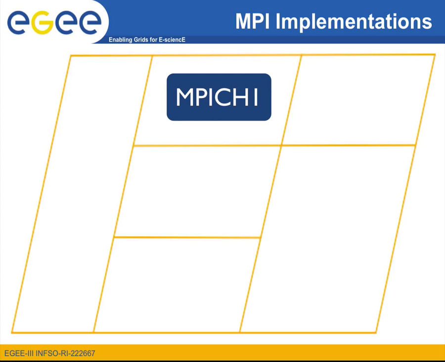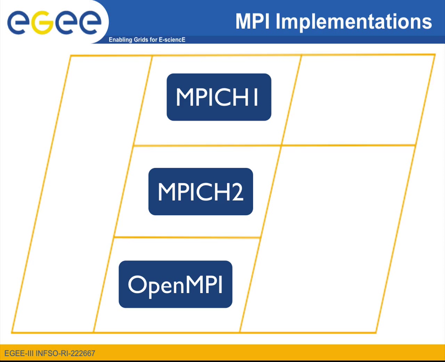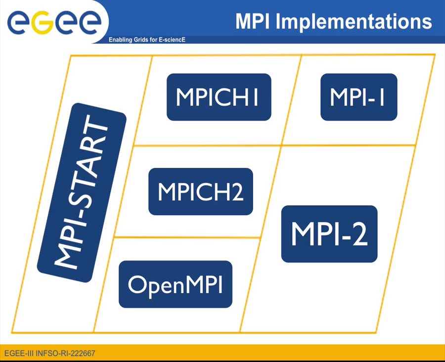3 different implementations of MPI are currently supported on the AG grid. These are MPI-CH1, MPI-CH2, and OpenMPI. MPI-CH1 is based on the MPI-1 standard, and it is pretty old relatively to MPI-CH2 and OpenMPI, which are based on the MPI-2 standard. Using the MPI-START mechanism, the various MPI implementations are handled in a transparent way, as we will see in just a short while.